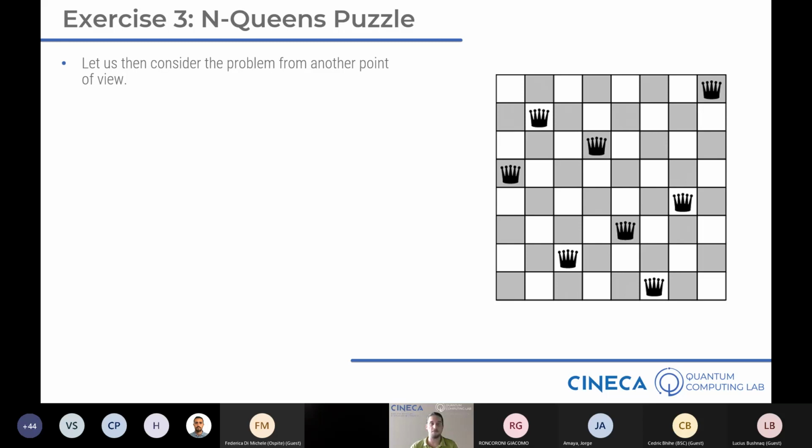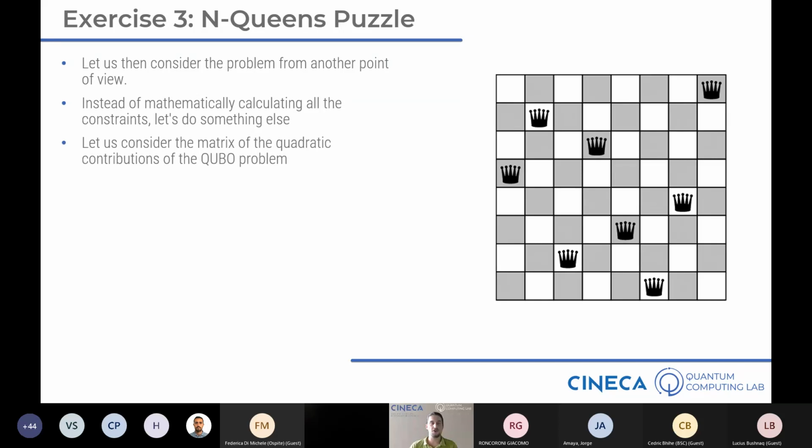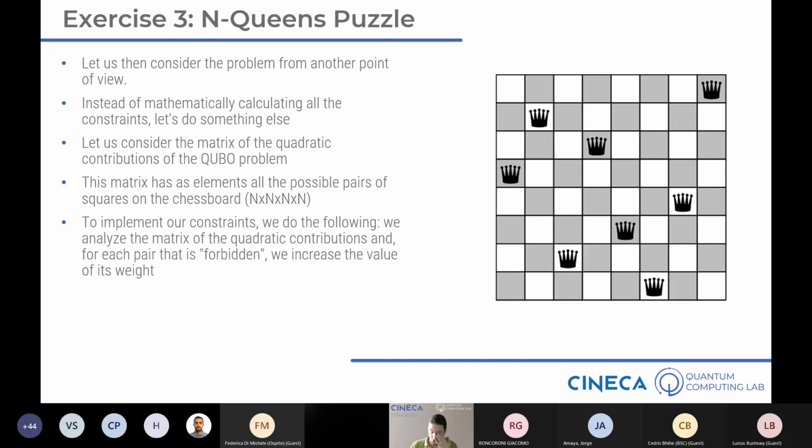So let's consider the problem from another point of view. Instead of mathematically calculating all the constraints, let's do this. Consider the matrix of the quadratic contribution of the QUBO problem. This matrix has as elements all the possible pairs of squares in the chessboard, that are n to the 4. We have n squared possible squares in the chessboard, and the matrix that considers the pairs of squares has dimension n to the 4. So to implement our constraint, we do the following. We analyze the matrix of the quadratic contribution, and for each pair that is forbidden, we increase the value of its weight.